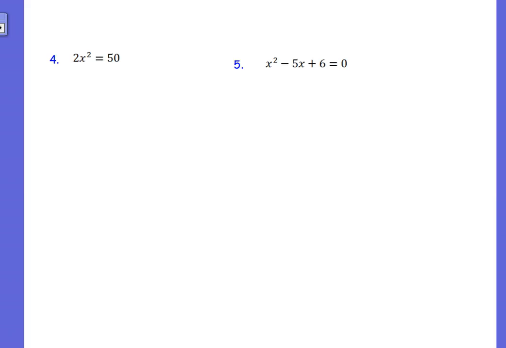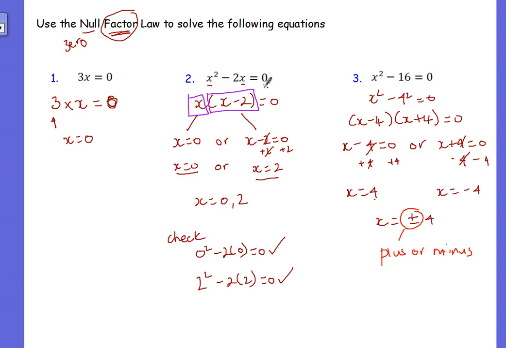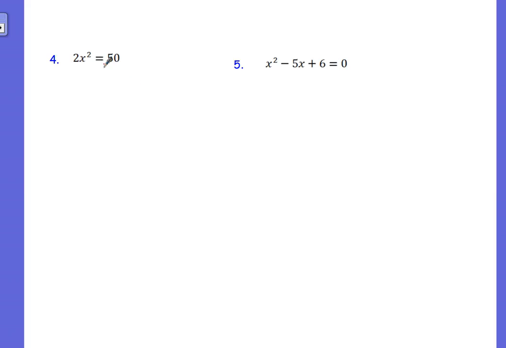Moving along, let's try something a little bit more complicated. Over here, 2x squared equals 50, and we need to solve using the null factor law. Over on this slide, everything had an equals 0 on the right hand side. Here we've got an equals 50, so we have to first of all get the equals 0 bit. So what I'll do is take 50 from both sides, so I'm going to end up with a 0. So I'll have 2x squared minus 50 equals 0.